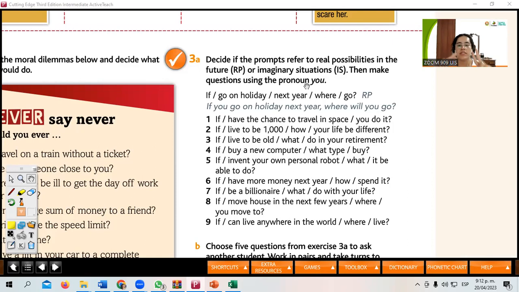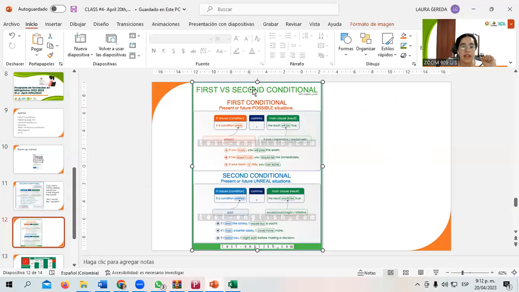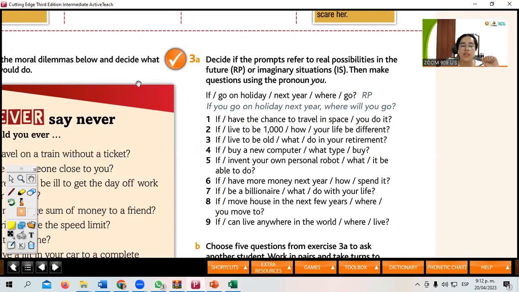Entonces tenemos que hacer dos cosas. Primero, decidir si son situaciones reales o imaginarias. Entonces, si son reales, ¿cuál tiempo usaremos? El primer condicional, ¿no? El first condition. Como tenemos el ejemplo. If go on holiday next year, where go? Nos dice, si ir de vacaciones el otro año, ¿a dónde irá? Eso es algo que puede ser real, una posibilidad real, ¿no? Entonces, aquí usamos el first conditional. If you go on holiday next year, where will you go?